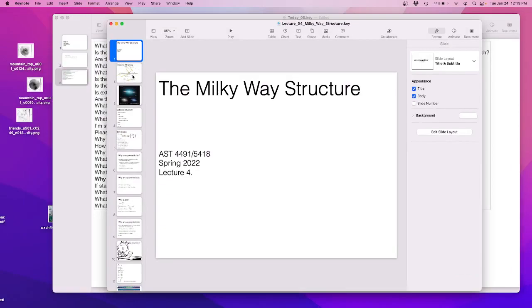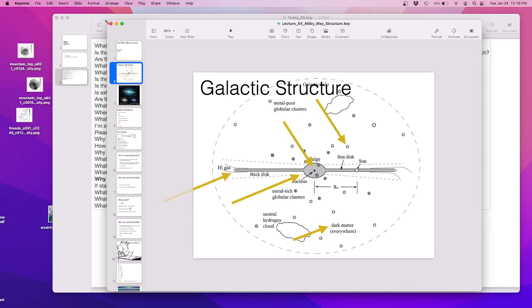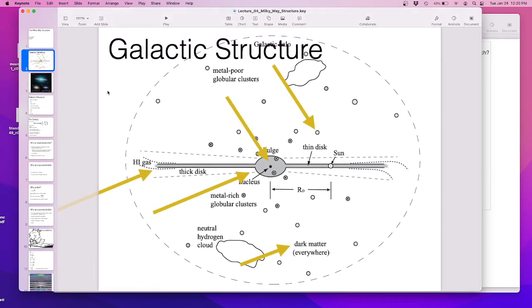Milky Way. Let's make this bigger. So, what does the Milky Way look like? We need to know what the Milky Way looks like if we're going to understand what other galaxies are like. And because we're in it, we can see it easiest. It's got a bunch of components.